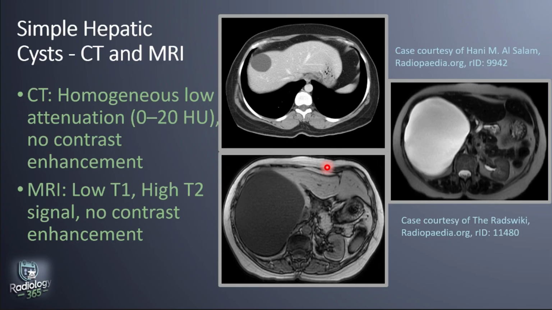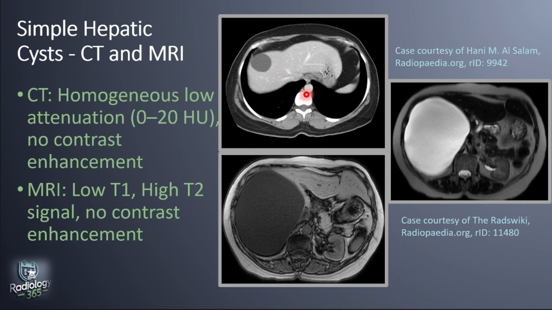On CT, they have a homogeneous low attenuation, typically between 0 to 20 Hounsfield units, and they don't enhance after contrast. On MRI, they show up as low signal on T1 and high signal on T2, again with no post-contrast enhancement. So these images show simple liver cysts.